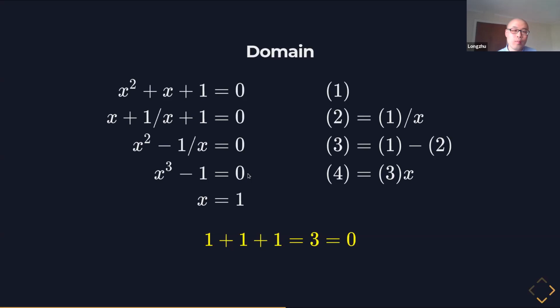x equal to 1. So by this point, I take this solution x equals 1 back to the original equation. 1 squared is 1, x is 1, and plus 1 equals 0. And I arrive at a conclusion, like highlighted in yellow, which is 3 equals 0. So what's the problem with this one?